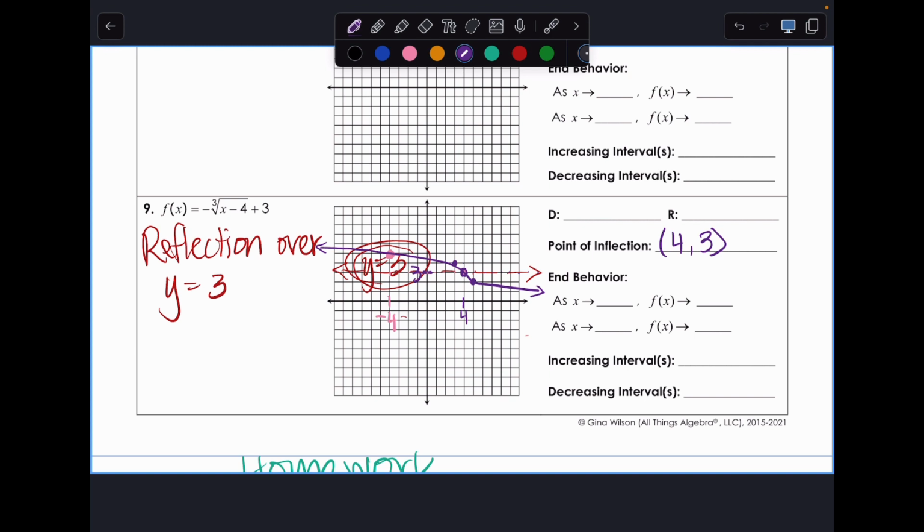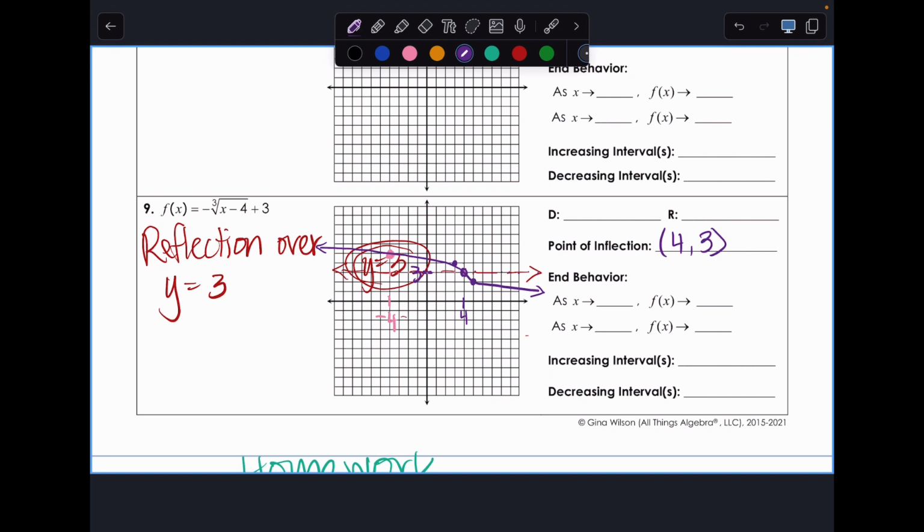Okay? From where I was here, if this was parent and it was at the origin, then I would go left 1, 2, 3, 4, 5, 6, 7, 8, and go up 2, right? Correct? So I would do the same thing, but the point of inflection has been moved, translated, 4 units to the right, 3 units up. So I'm going to take the same approach, 1, 2, 3, 4, 5, 6, 7, 8, and go up 2. Okay? Any questions?